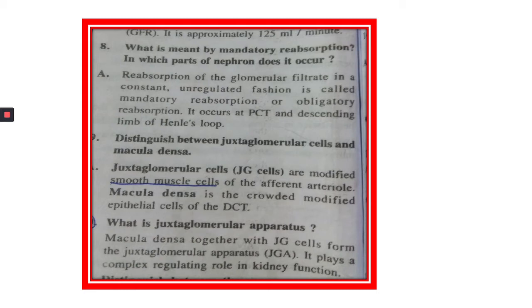You will learn this in the formation of urine. I will tell you that later, and I will repeat it when I explain urine formation. Try to understand this one. Reabsorption of glomerular filtrate in a constant, unregulated fashion is also called obligatory reabsorption. It occurs in the PCT and the descending limb of Henle's loop.